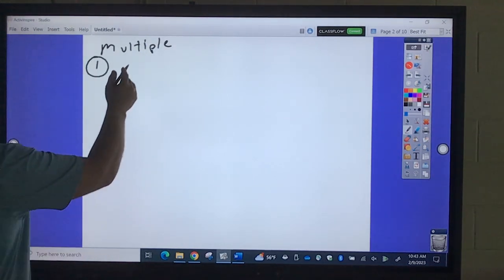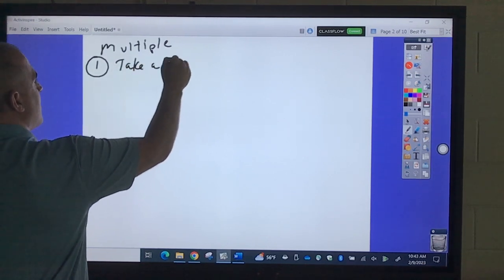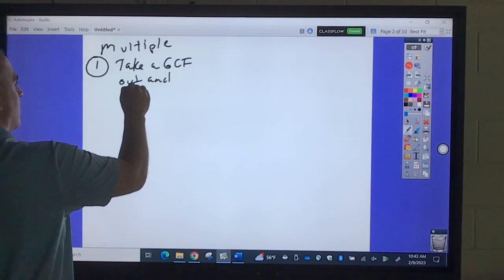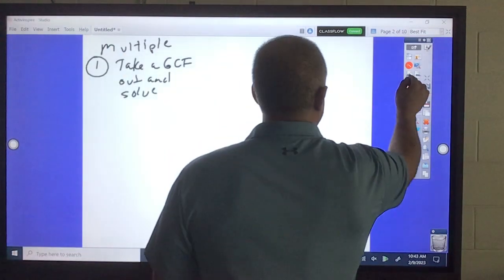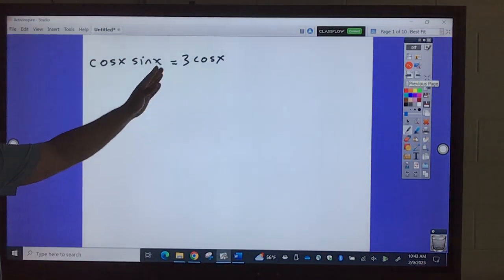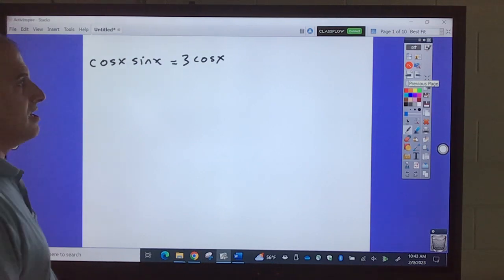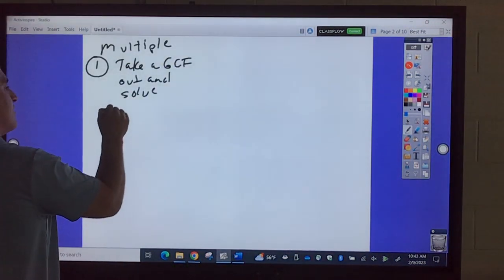First strategy, see if you can take a GCF out and solve, okay? All right, we're going to talk about 2 of those strategies today. So if I can take out a GCF, before I do that, I want to move everything to one side.